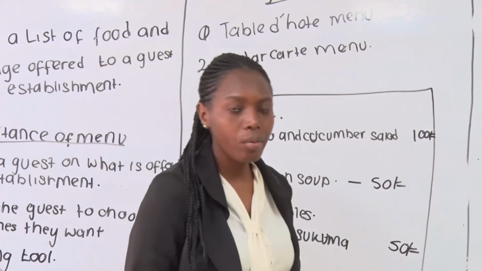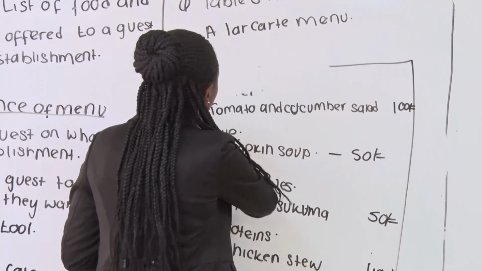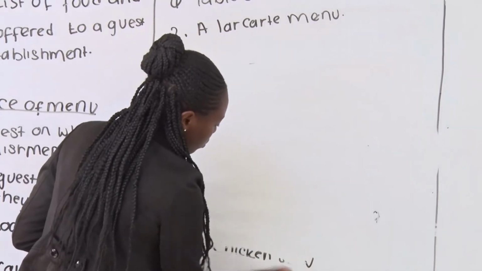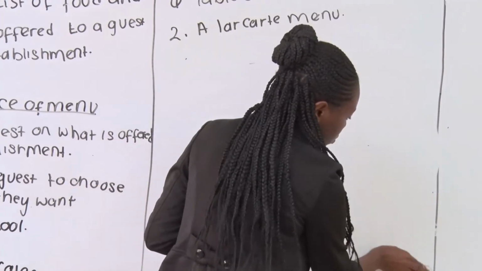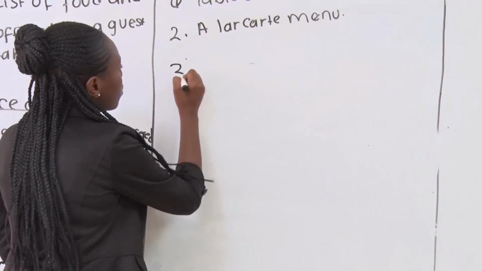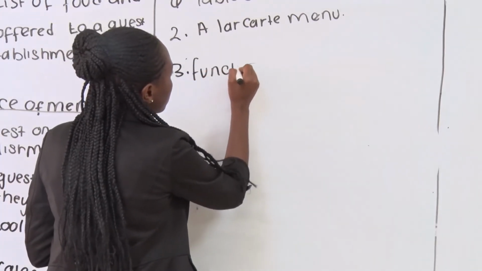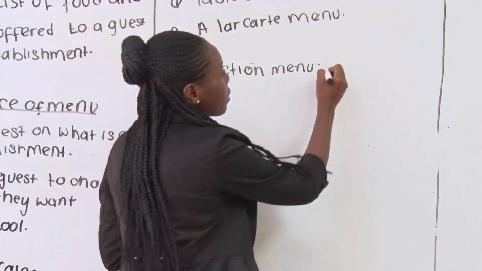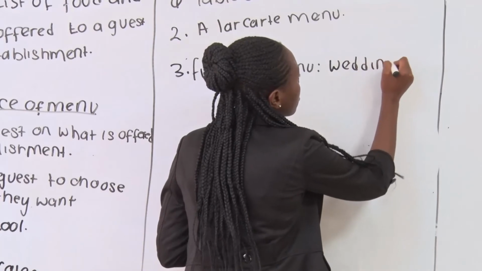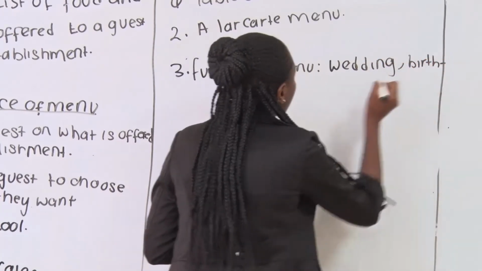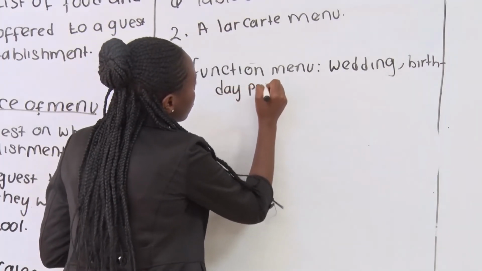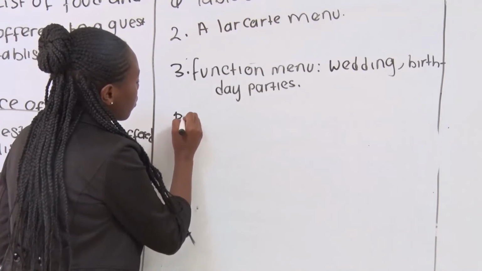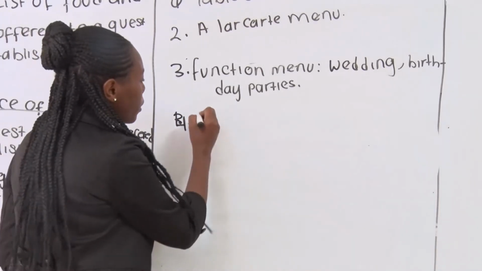Then we have other types of menu, which are function menus, for example, functions like weddings and birthday parties. Then number 4 we have hospital menu.